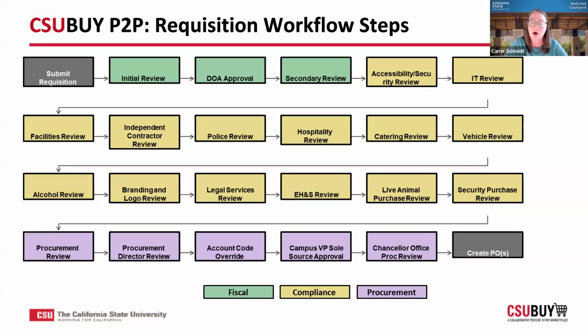This slide shows the options for requisition workflow in P2P. From submitting the request to creating a purchase order, the process includes key review for fiscal approval, compliance checks like IT, facilities, and legal, and finally, procurement authorization. Each step is triggered based on the details of the requisition, helping ensure accuracy, policy alignment, and accountability before any purchase is finalized.